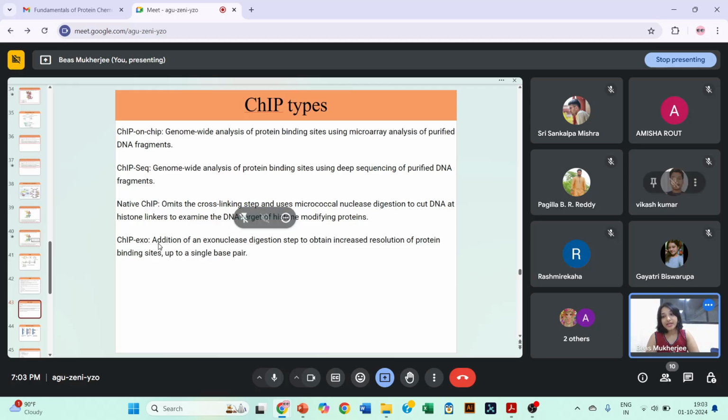And then we have ChIP-exo, that is addition of an exonuclease digestion step. DNase 1 is endonuclease, but then ChIP-exo uses exonuclease digestion step to obtain increased resolution of the protein binding sites. So all the extra sequences are removed and up to single base pair resolution can be achieved.